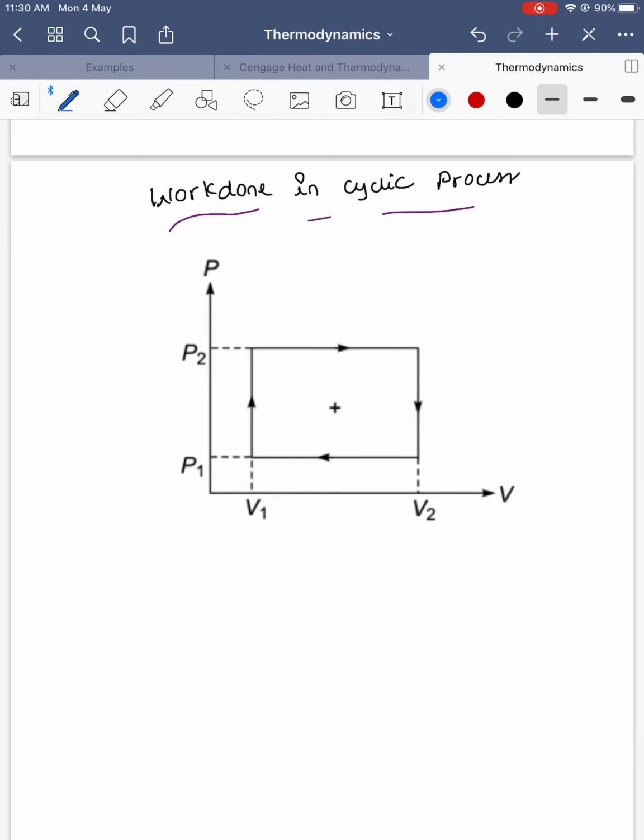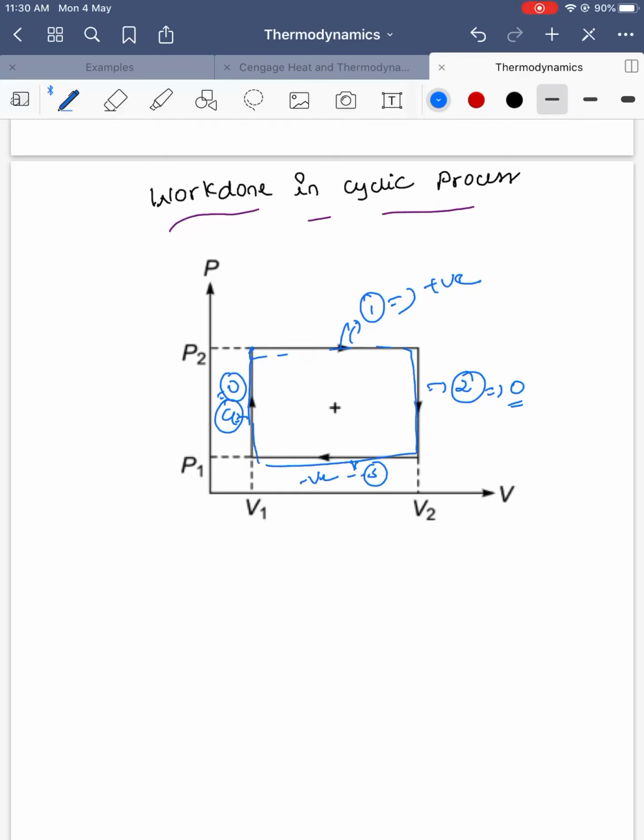Work done in a cyclic process. Let's see the first graph. In this process, volume is increasing at 1, 2, 3 and 4. In the first section, is work done positive or negative? Work done is positive because volume is increasing. In the second case, volume is constant, work done is 0. In the third case, work done is negative because volume is decreasing. Net work done is nothing but the area in a cyclic process.